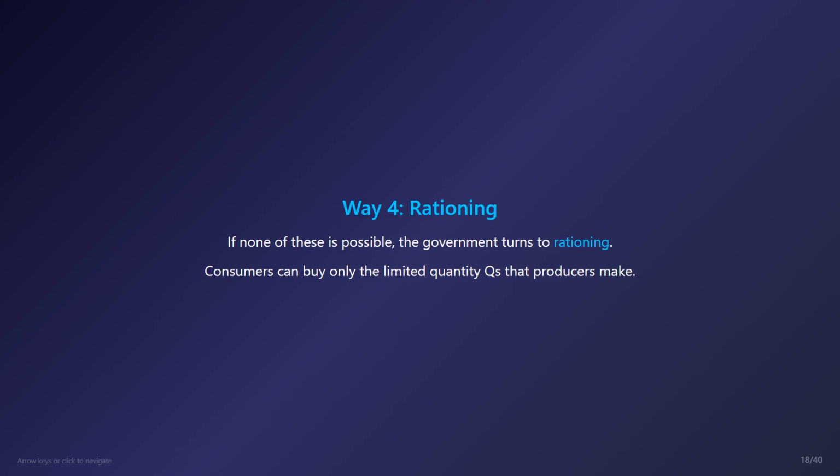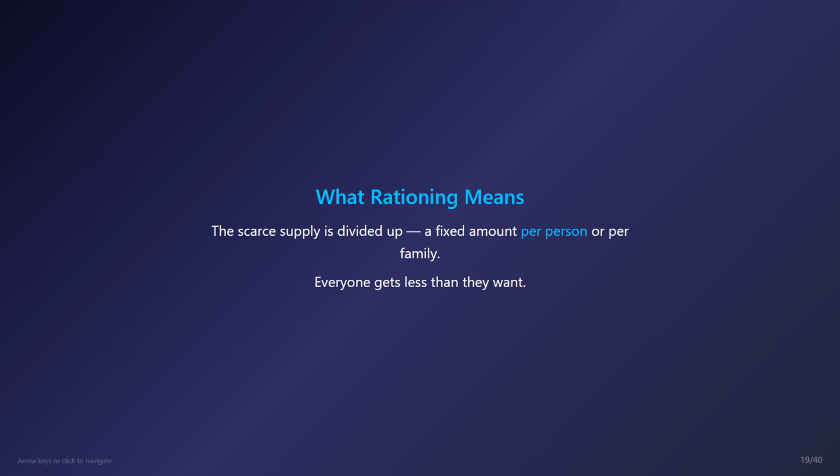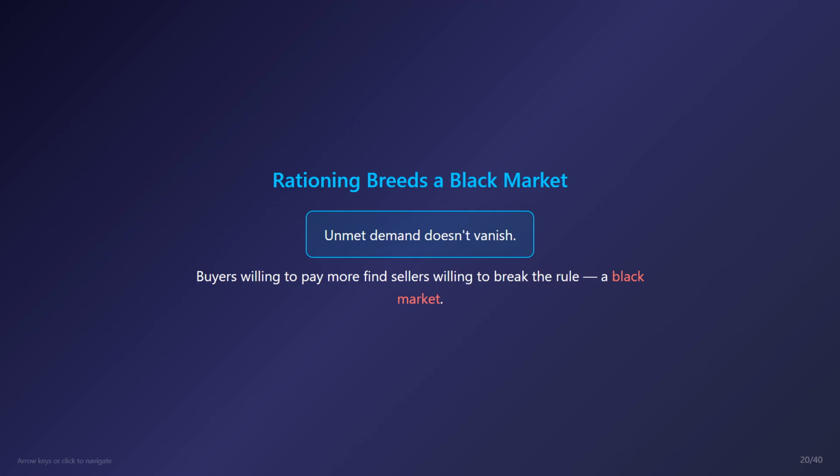But if none of these options is available, the government is forced into the fourth way, rationing. Consumers are allowed to buy only the limited quantity QS that producers actually make, and no more. What does rationing mean in practice? The scarce supply is divided up and handed out in fixed amounts, a set quantity per person or per family. Everyone receives less than they would like. And rationing breeds a black market.